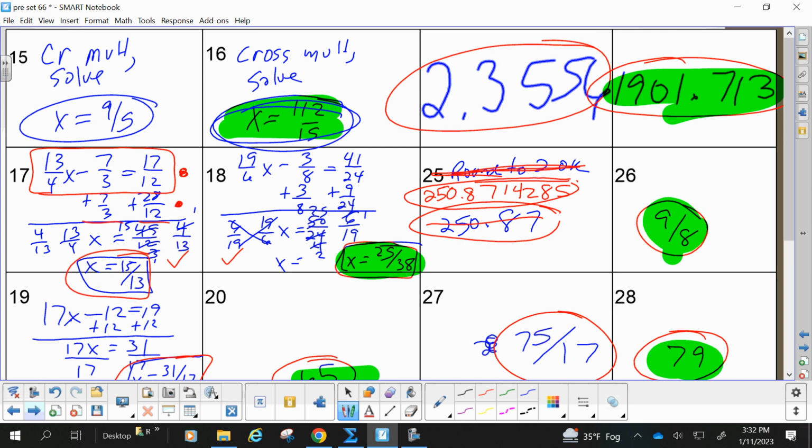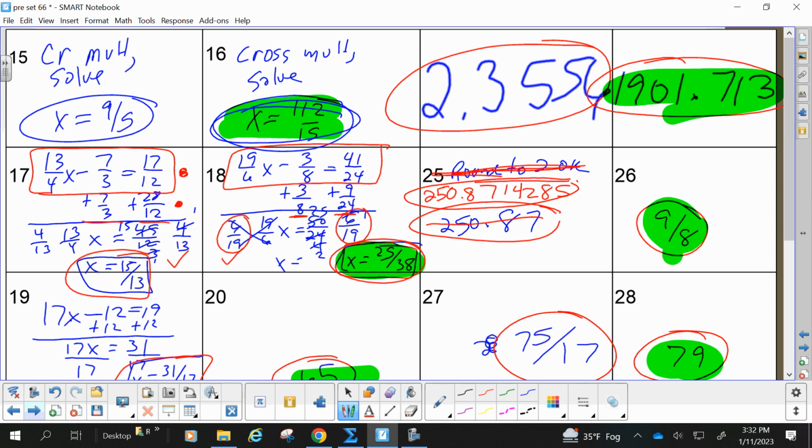Don't mark it wrong. Number 18, you've got this really gross equation that takes 2 steps to solve. You've got to get rid of the 19/6 and the 3/8. The first thing you get rid of is the 3/8. You must get rid of it first. You'll need a common denominator. Then you get rid of the 19/6, put the reciprocal next to the equation on both sides. Your answer is 25 over 38.